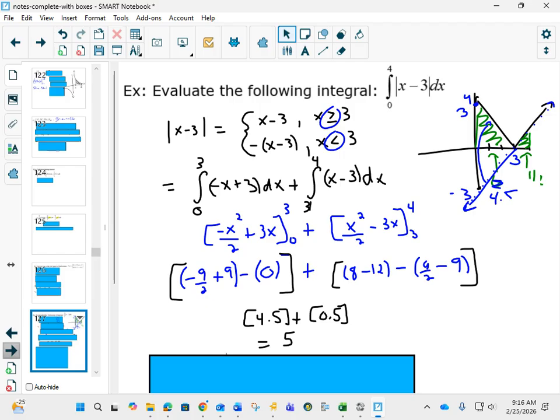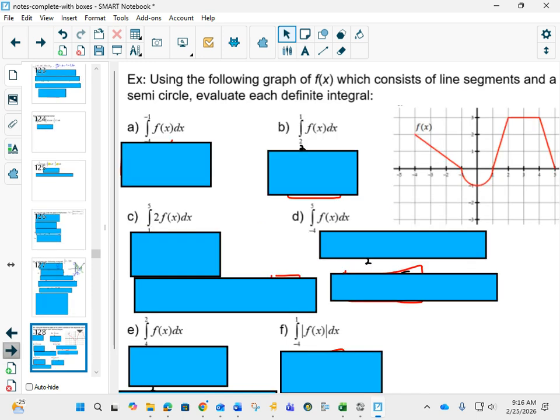Now I'm going to say you should always do it 2 different ways, so you can check to see if your math is right. And sometimes on the AP exam, they'll just give you a picture of the graph and they expect you to do area formulas that you know.